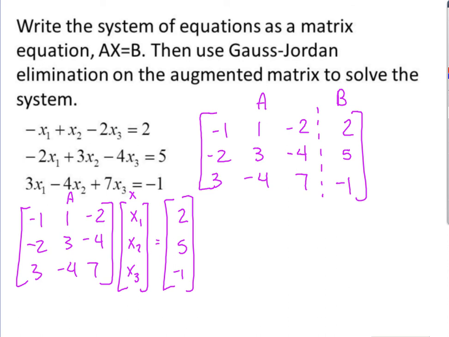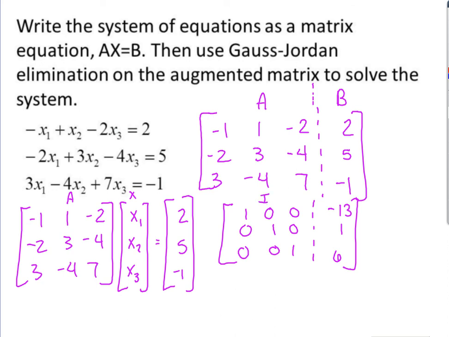So right now, this is matrix A augmented with matrix B. If we do our reduced row echelon form, then we will be left with 1, 0, 0; 0, 1, 0; 0, 0, 1, and -13, 1, and 6. Now by doing the reduced row echelon form, we ended up with the identity matrix, and this will be our matrix X. And the identity times matrix X will always equal itself.